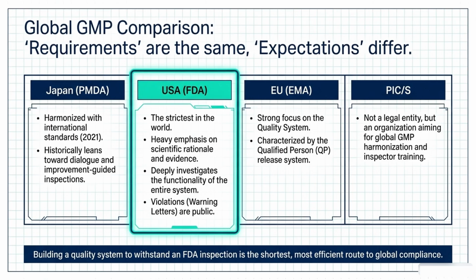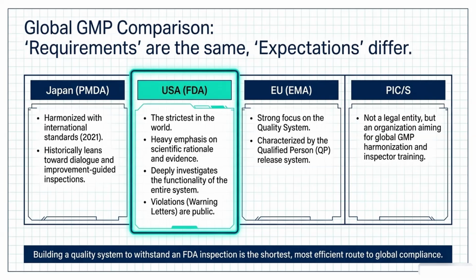Slide 6. Global GMP comparison. How do GMP standards compare around the world? The basic requirements in Japan, PMDA, the USA FDA, the EU EMA, and PICS are largely the same, but the expectations during an inspection differ significantly.